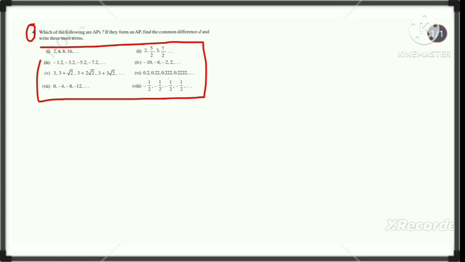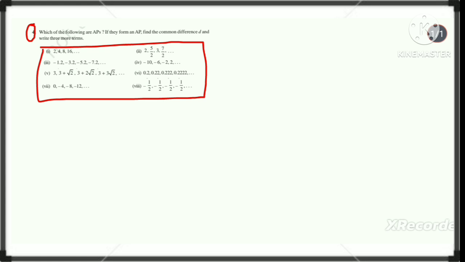Question number 4, and here it is written: which of the following are APs? If they form an AP, find the common difference d and write 3 more terms. Okay students, here firstly we need to check if all these sequences of numbers are APs or not. If so, we have to find the common difference and also write 3 more terms, right?